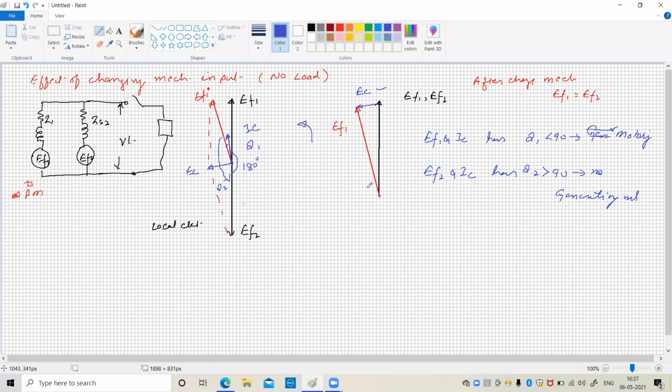What the change is in the load condition, we will see next time. So the effect is that one machine acts as a motor and the second machine acts as a generator, and the equivalent effect is that both machines come into synchronism again. Now, the effect of change of excitation under load condition and the effect of change of mechanical input under load condition, we will see next time.